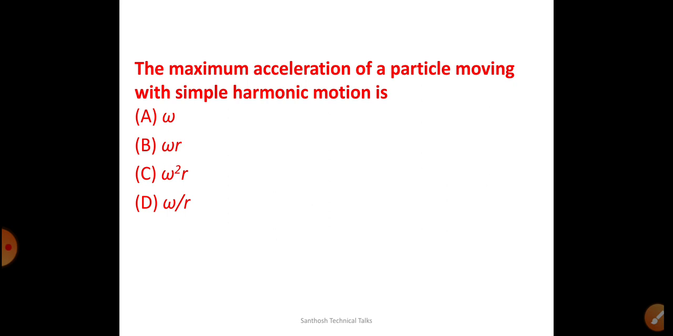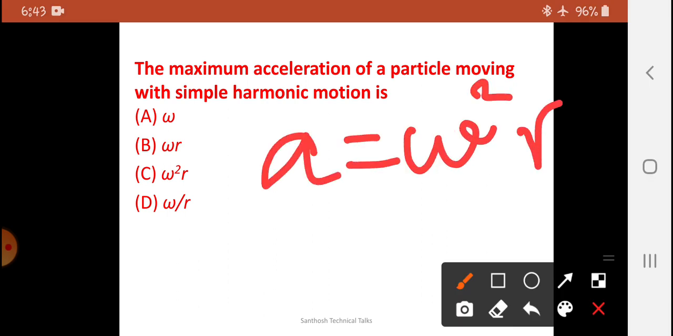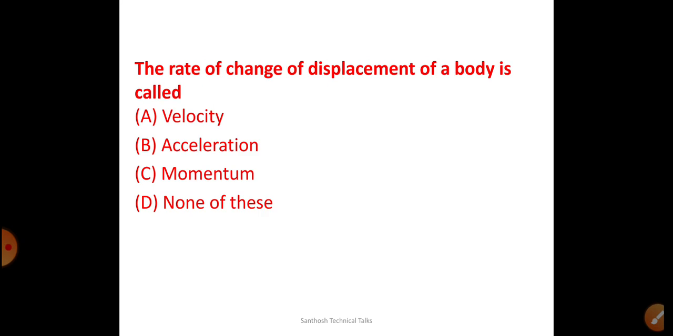So the maximum acceleration of a particle moving with simple harmonic motion is, this is a formula. The acceleration is equal to omega square r. So omega square r is the correct answer when the particle is moving with simple harmonic motion. And next, a very interesting question.